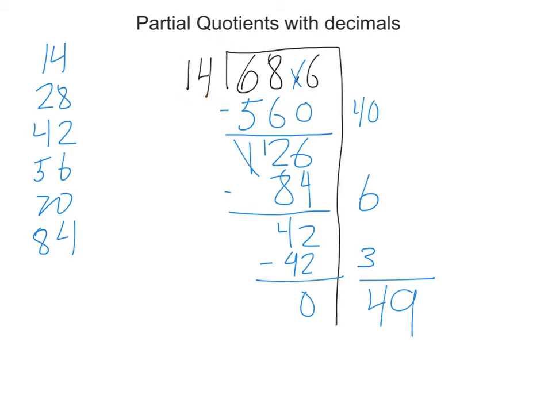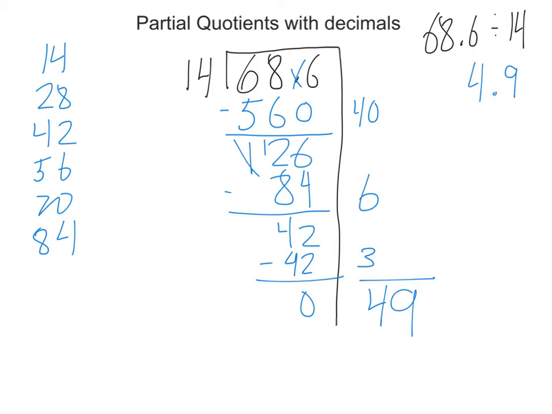14 times 49 is going to be way over my original problem of 68.6 divided by 14. If I use my fact table, I can see that 14 times 3 is 42, 14 times 4 is 56. So it would make sense that 14 times 4.9 is going to be slightly more than 56, but you can see that it's not the same as 14 times 5, which is 70. So my answer is 4.9.